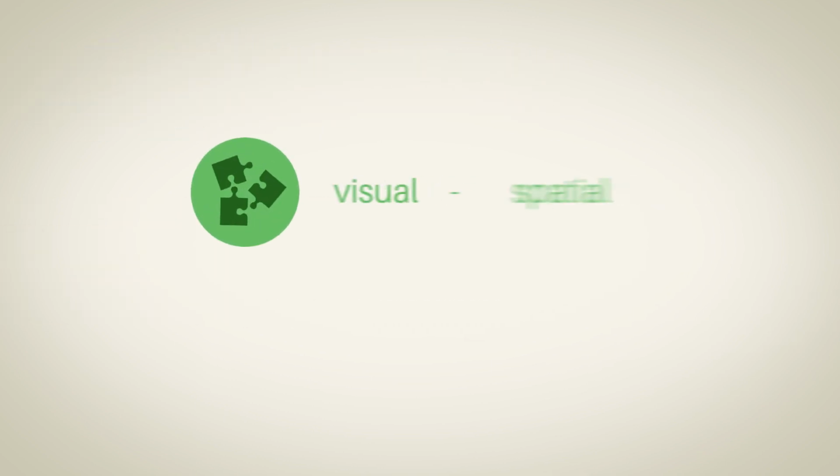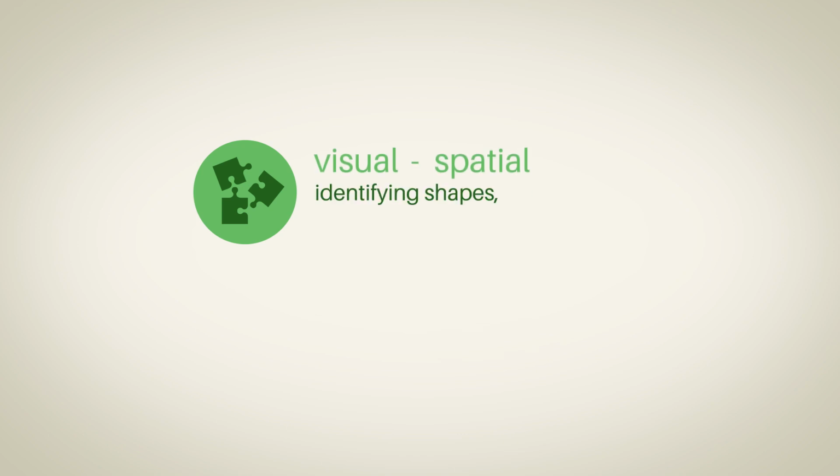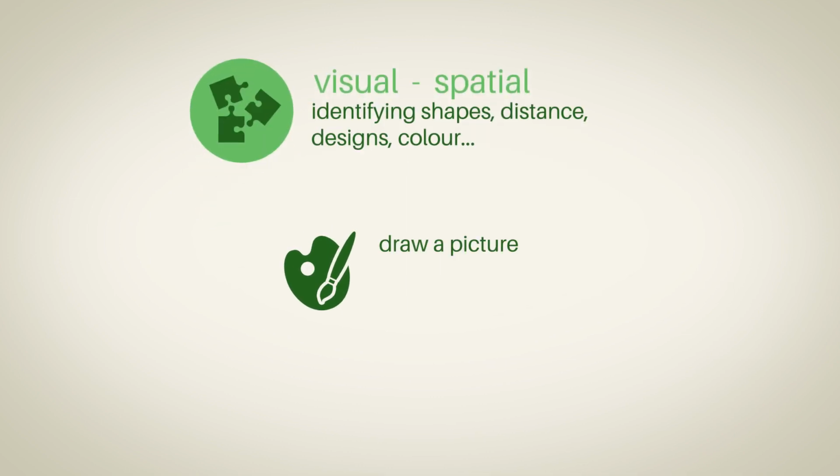Now look at visual spatial intelligence. This is about identifying shapes, distance, designs, and color. You use it when you draw a picture or do a puzzle or decorate an interior, for example.